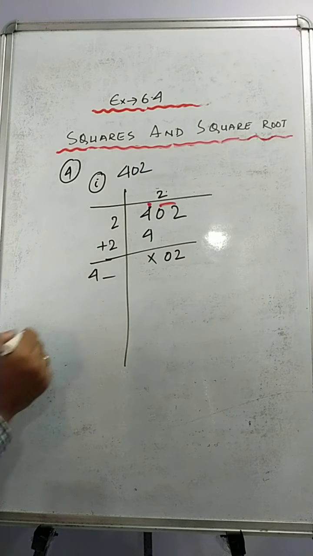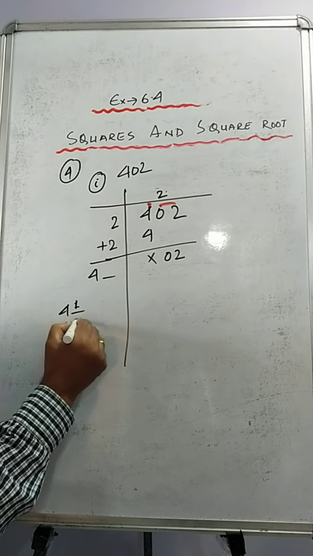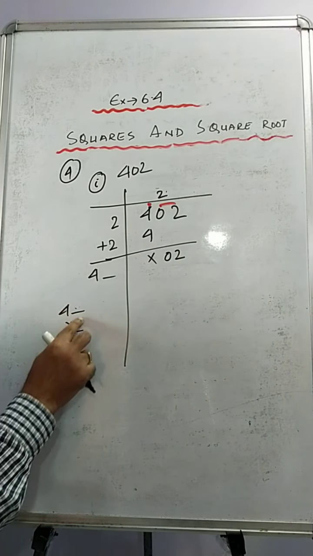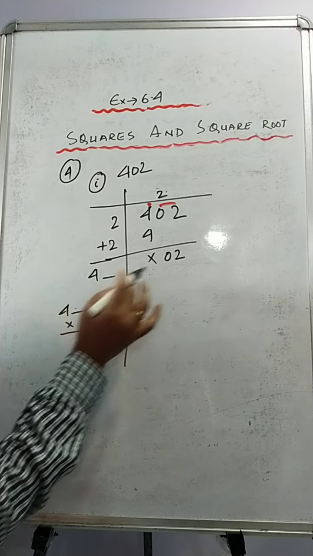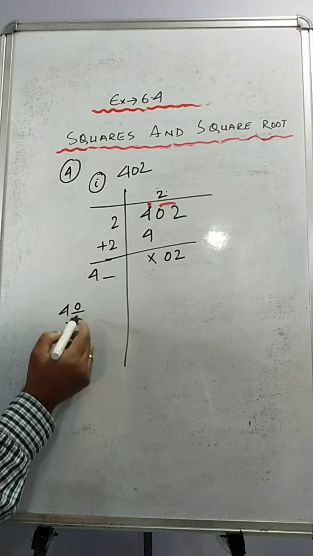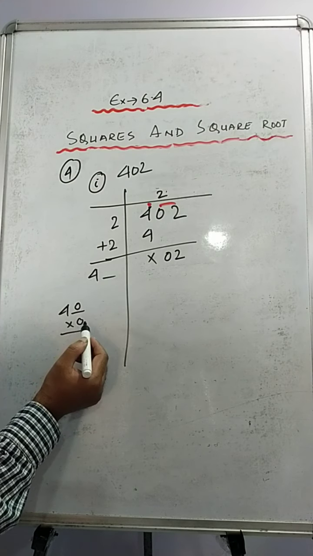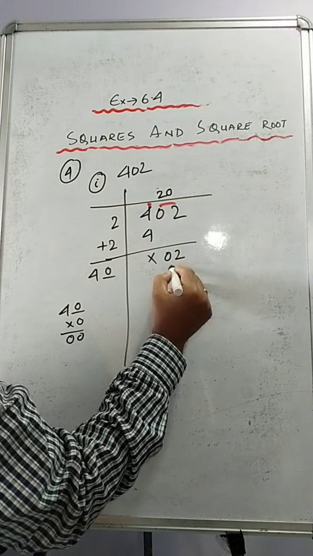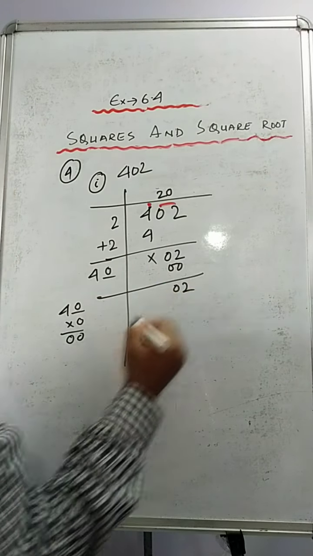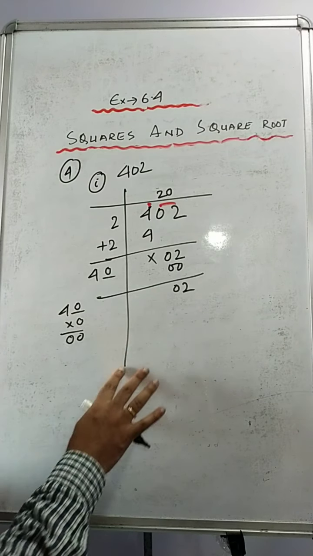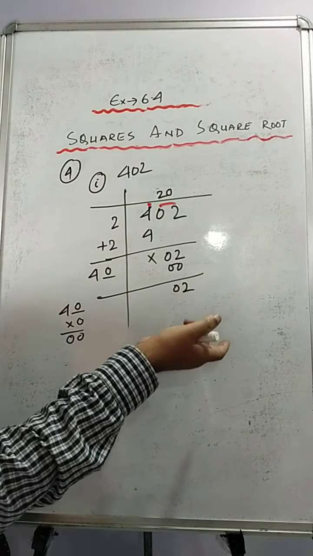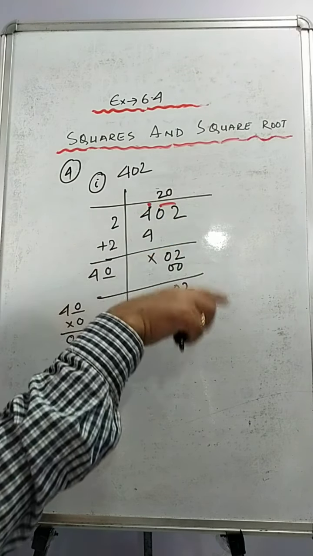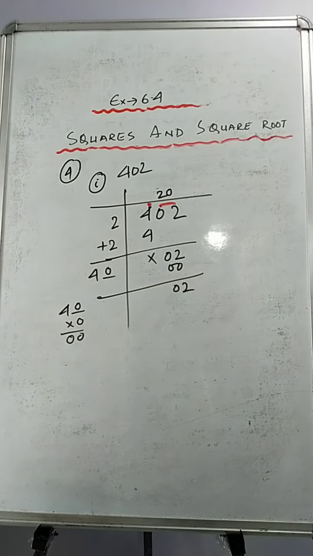Now which number will we put here? Suppose if I put 1, then I will get 41. So it's a big number, it is only 2 there. When you see that 1 is also not satisfying the criteria, then you will put 0. When you put 0 here, you multiply it with 0 also, then the answer will be 0. So put 0 here, 0 here, and 0 also here. So what remainder are we getting? 2. Whatever the remainder, that is the extra number. So if you subtract this 2 from 402, then 402 will become a perfect square number.